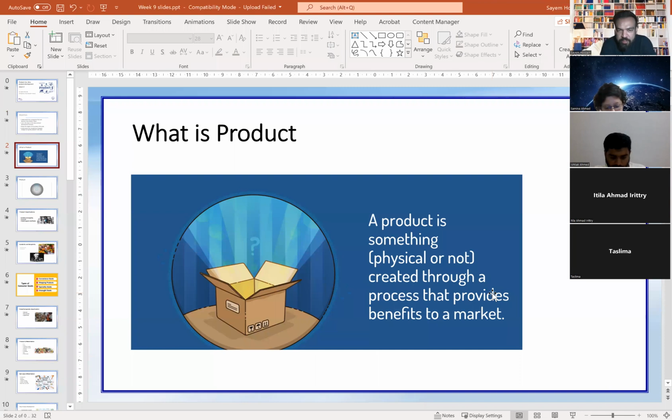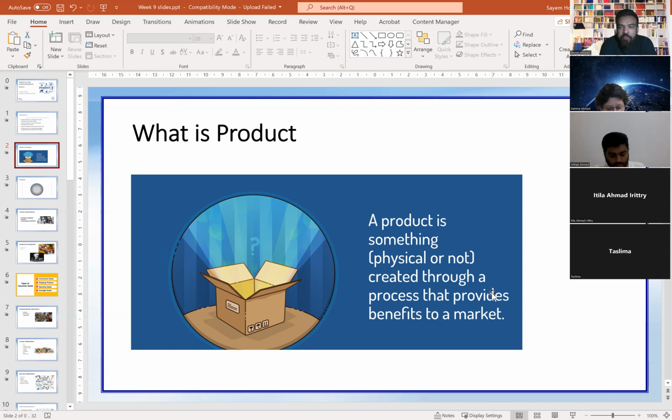All right, so without further ado, I'm just going to dive straight into our main concept. What is a product? Let us begin our quest with the basic definition. So you all know a product is something, physical or not, created through a process that provides benefits to a market. This is where most companies get it right and some do not, because a product is actually not a thing that you can only touch and feel, but it should provide some benefits to the market or some value to the customers.